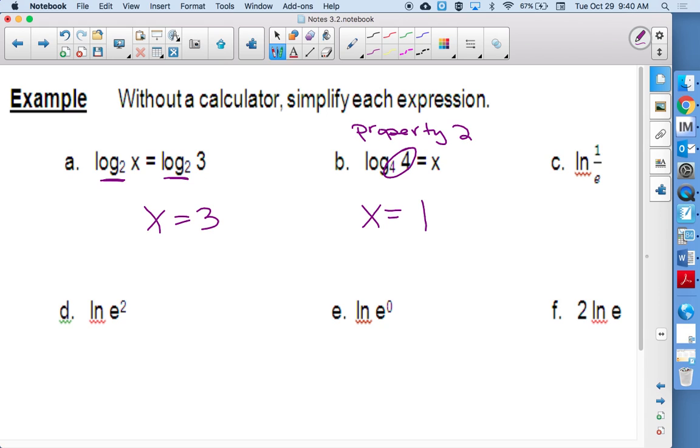These values are the same, it's equal to 1. If I look at letter C, I have the natural log of 1 over e. I'm going to rewrite this. How could I write 1 over e as an exponent? Harry? Yeah, e to the negative first.